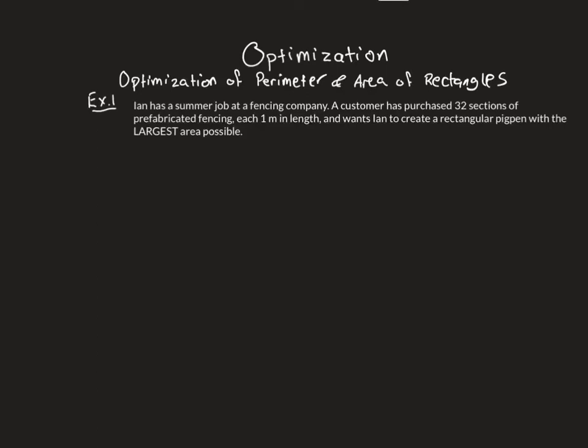And in today's video, we're going to be taking a look at optimization. So there are multiple different parts of optimization. There's optimization for perimeter and area of rectangles, optimization of square-based prisms, and finally optimization of cylinders, okay?